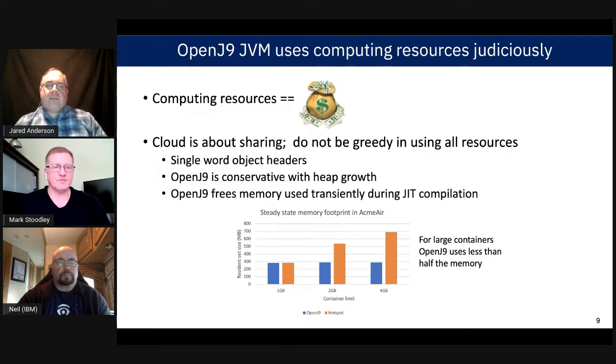Some of the things about OpenJ9 that contribute to this are the fact that OpenJ9 uses single word object headers, which are very memory efficient compared to what Hotspot uses. And that means that OpenJ9 by default just uses less memory overall. And it can make a big difference when you have lots of, is there a question?